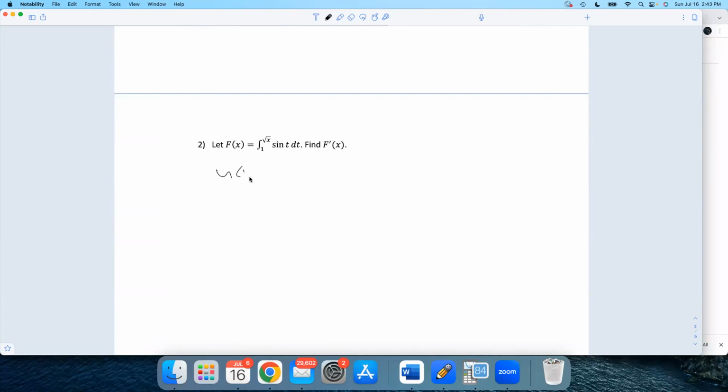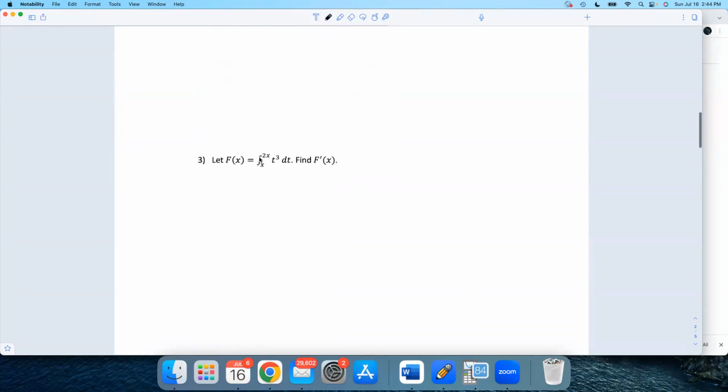So I could say u of x is square root of x, which we usually think of as x to the 1/2 power. Then capital F prime of x. We're going to take our integrand here, sine of t. We're going to replace the t with whatever was up there, square root of x, and then multiply by the derivative of what was up there, which will be 1/2 x to the negative 1/2.